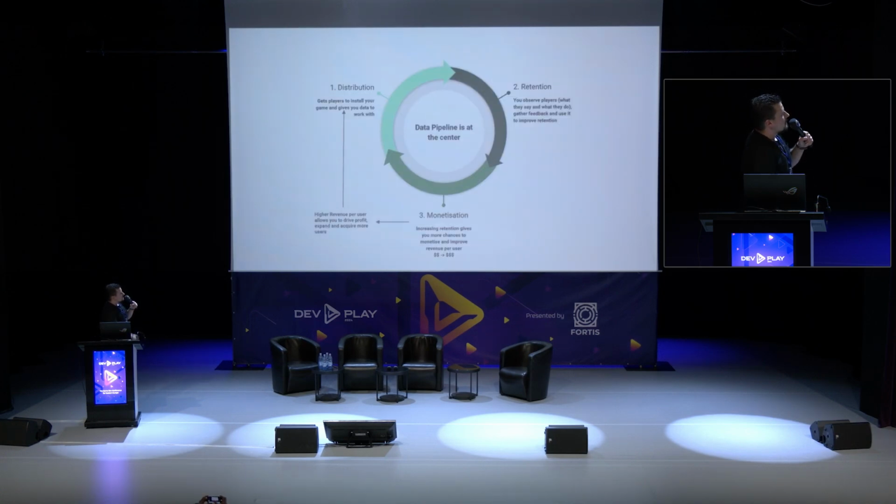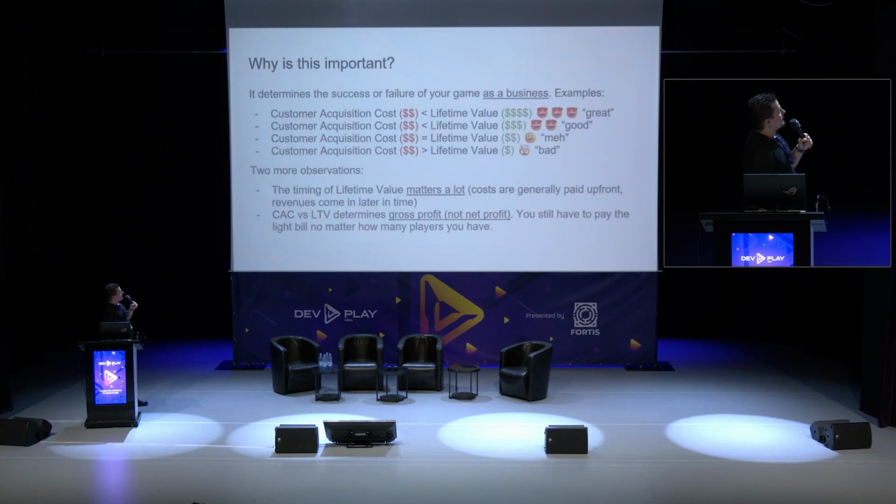Okay. Now this is how it works in motion. So you start with distribution, basically. Distribution gets players to your door. It gets them to install your game. After distribution, you work on retention, right? You observe what your players do, and you observe what they say. You gather feedback, and you use that to improve retention in the game. If you have retention, you have a chance at monetization. So the more retention you have, the more chances you have to monetize that player. So it feeds into the monetization, and you increase your revenue per user. Now, if you make higher revenue per user, you can go back to distribution and get more players to install your game because it becomes cost effective. Now, why is this important?